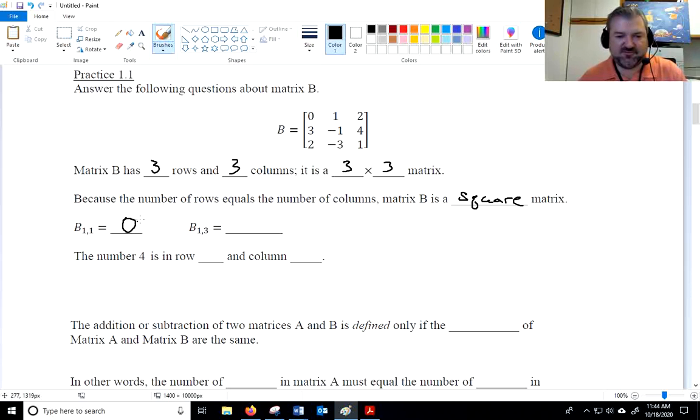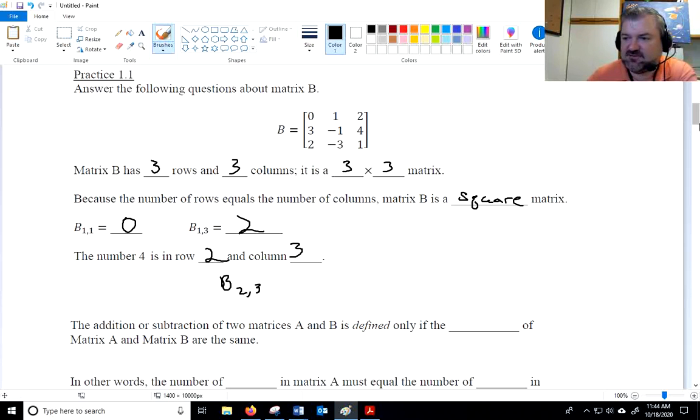Sometimes this is difficult for me to do because we also use matrices in computer science, but we usually start counting the rows and columns at 0. But we don't do that in algebra class, so be careful with that. So row 1, column 3 is a 2. The number 4 is in row 2 and column 3, so it would be B2,3.